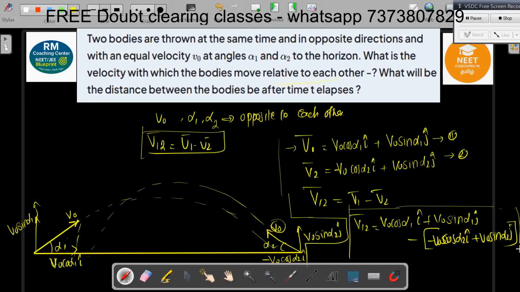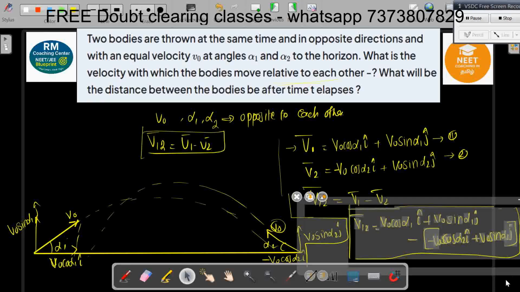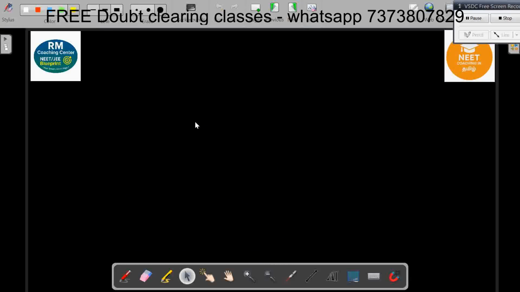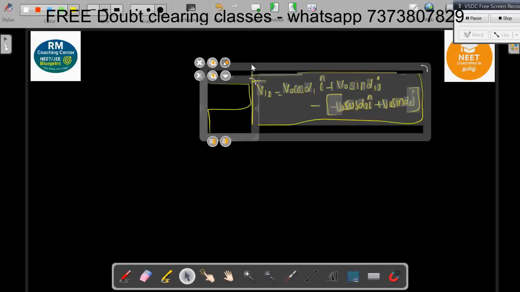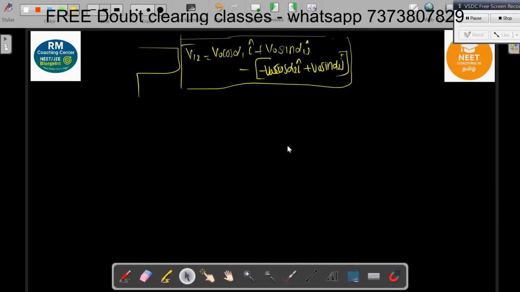Okay, let's move to the next page and rewrite. I need to copy the thing to the second page. So there is the equation v12.